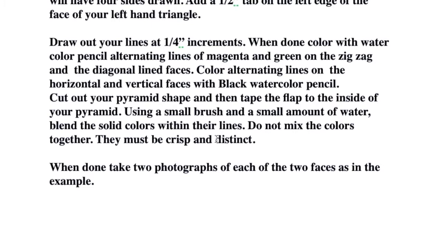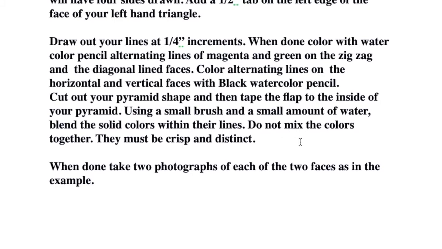When done, color with watercolor pencil, alternating lines of magenta and green on the zigzag and the diagonal line faces. Color alternating lines on the horizontal and vertical faces with black watercolor pencil. Cut out your pyramid shapes and then tape the flap to the inside of your pyramid. Using a small brush and a small amount of water, blend the solid colors within their lines. Do not mix the colors together. They must be crisp and distinct. When done, take 2 photographs of each of the 2 faces as in the example.